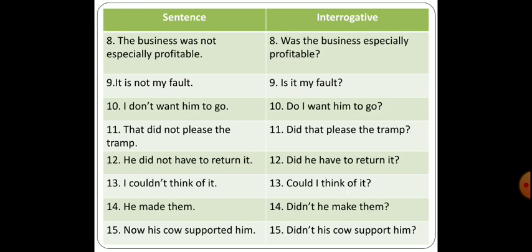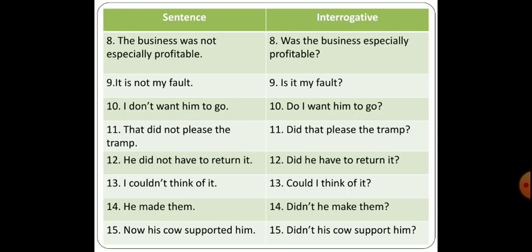Now you will be thinking that why didn't came, because made is in past tense, so we are supposed to start with did. We have done earlier the auxiliary verbs and the modals, so you are supposed to keep that in mind and you are supposed to use them, the helping verbs in short. 14th one, he made them, didn't he make them? And the last sentence, that is, now his cow supported him. Didn't his cow now support him?